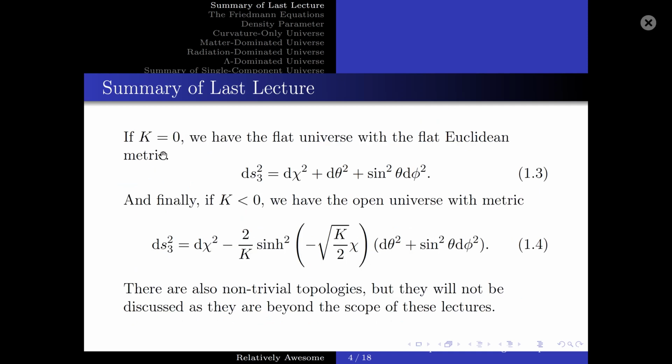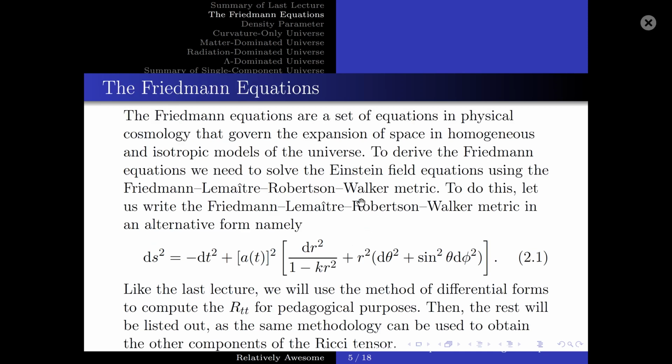Next, we found that if k equals 0, we have the flat universe with the flat Euclidean metric. And finally, if k is less than 0, we take the analytic continuation of the sine function, and we obtain the open universe with the following metric. There are also non-trivial topologies, but they will not be discussed as they are beyond the scope of this lecture.